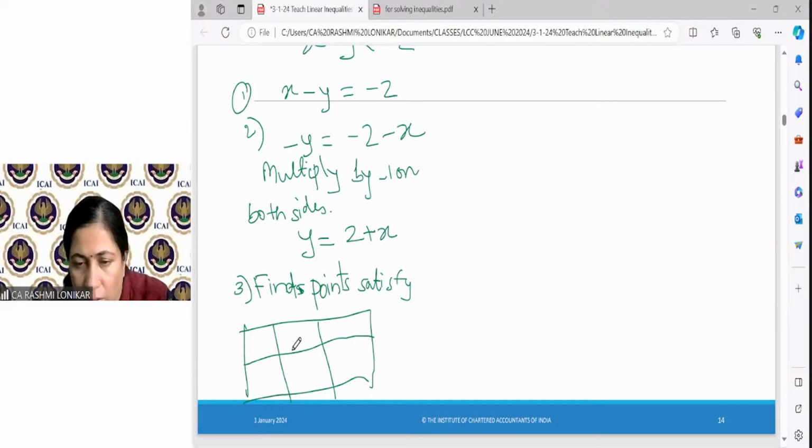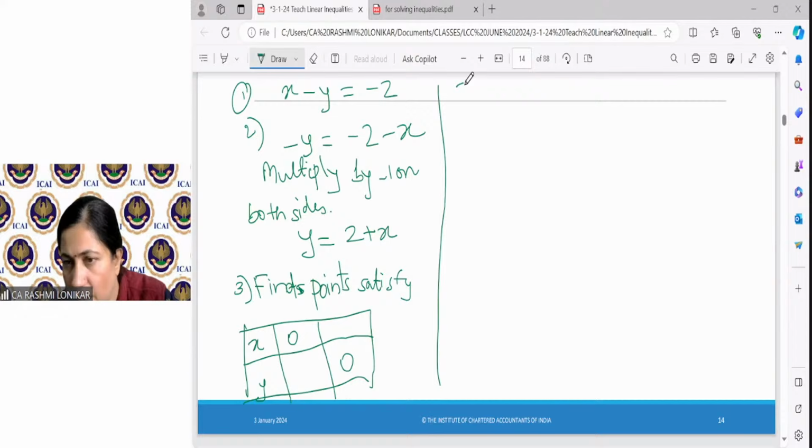Now I will find x and y. For the first point, I'll put x is equal to 0. For the second point, I'll put y is equal to 0. Now I have x minus y is equal to minus 2. So put x is equal to 0. If you're comfortable with the minus sign, you can do that also. So I have y is equal to 2 plus x.